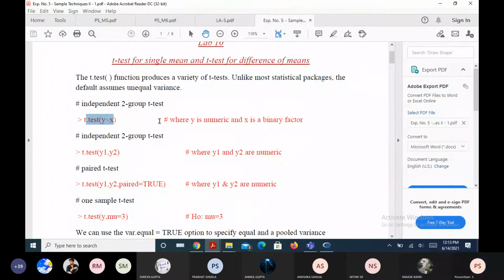So you will get the t-test. When are we going to use this t-test for a single mean? If the sample size is small enough, that means you are testing means and the size of the sample is smaller. When do you say that the size of the sample is smaller? If the number of observations is less than 30. In that case, you are going to use the t-test.